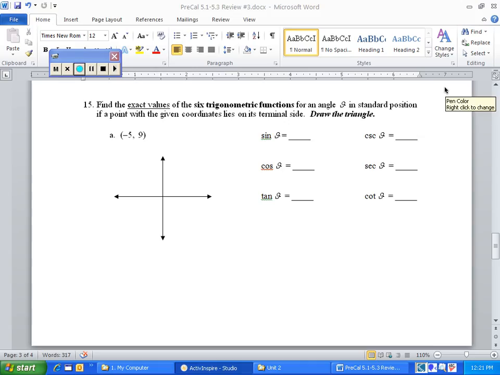Okay, cosine is adjacent over hypotenuse, so that's -5 over the square root of 106. Rationalize again, making your final answer -5 square root of 106 over 106. Flip this. Do the reciprocal of this.